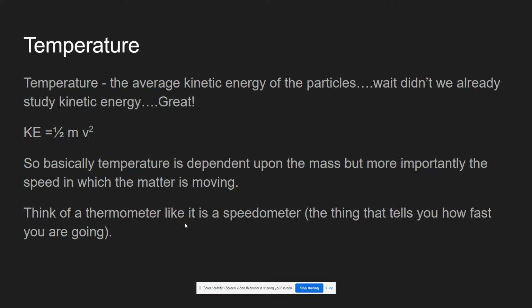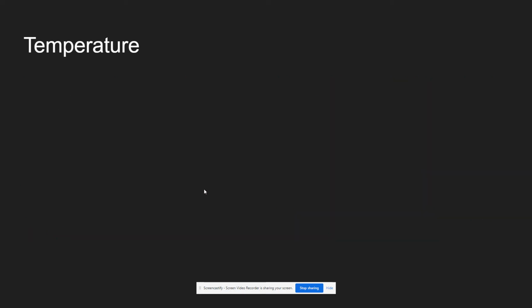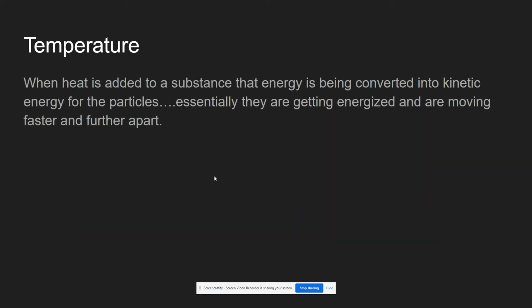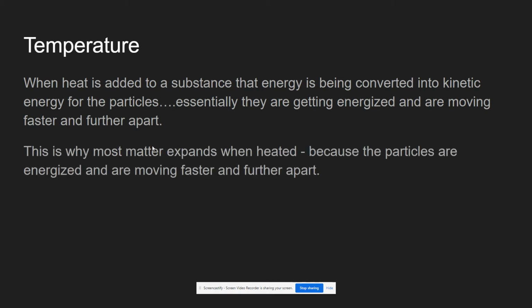The faster something is moving, the higher the thermometer is, that means the faster those particles are moving. The reason why is, once again, when heat is added to a substance, we said energy is not created or destroyed. We're going back to energy for a second. When you're adding heat to a substance, that energy is being converted into kinetic energy for the particles. They're getting energized, and they move faster and faster, and eventually they move further apart. This is why most matter expands when it's heated.